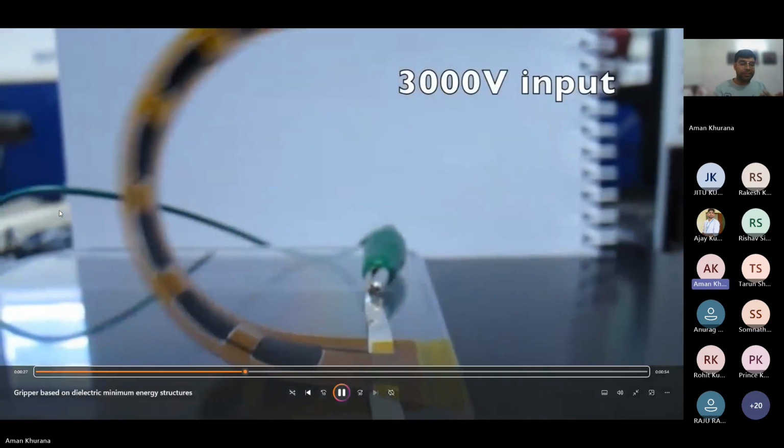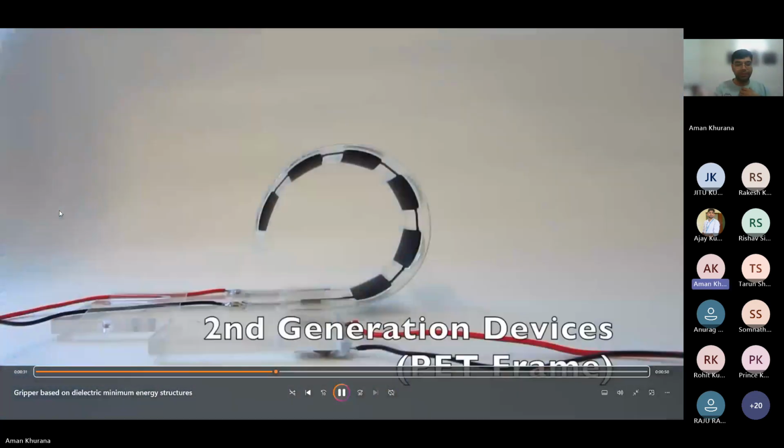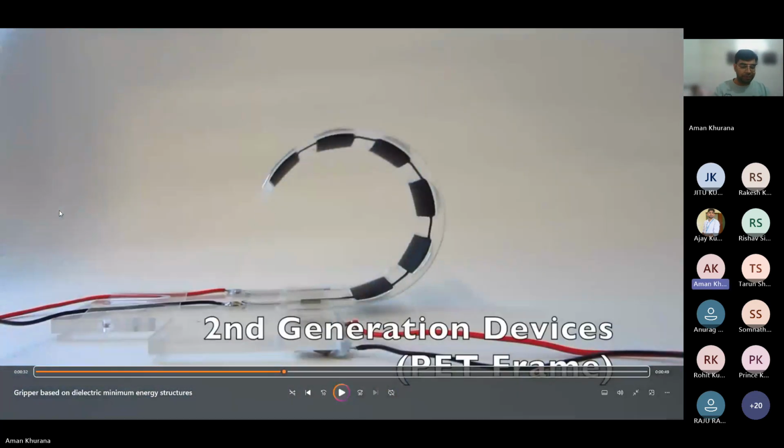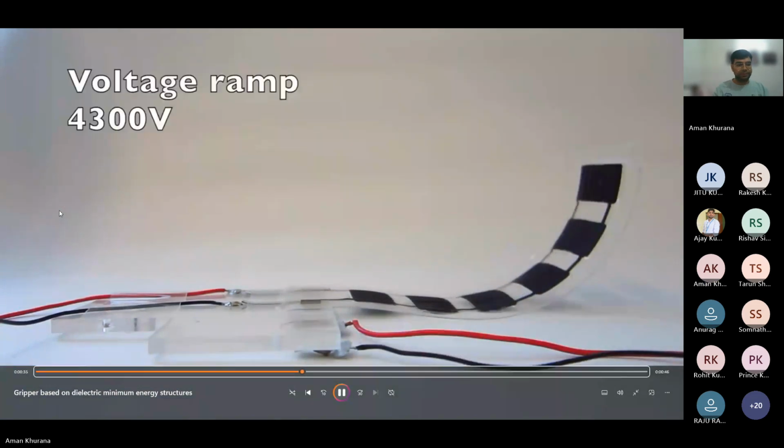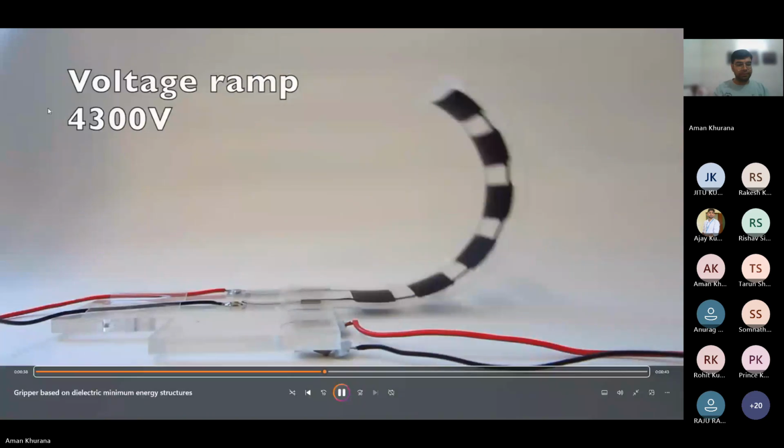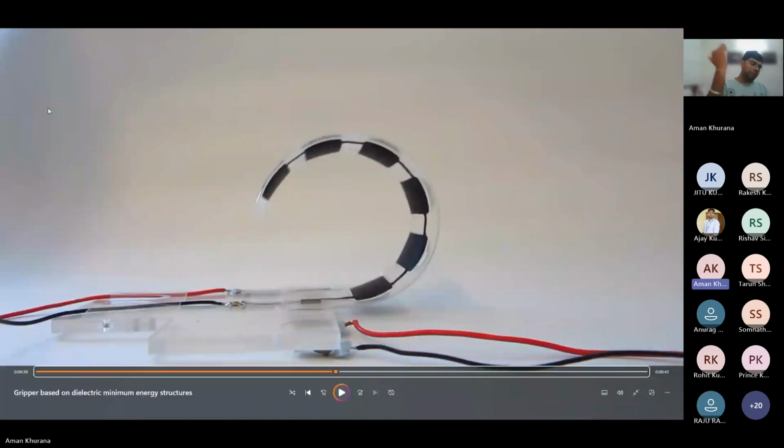Now, when we keep on increasing the voltage, it will go like this. So this is the PET material, the PET frame that I am talking about. When we plug in the voltage, it will go back. It will try to come back. You can see. You switch off the voltage, it will come back to the initial configuration. You keep on applying the voltage, it will try to go back.